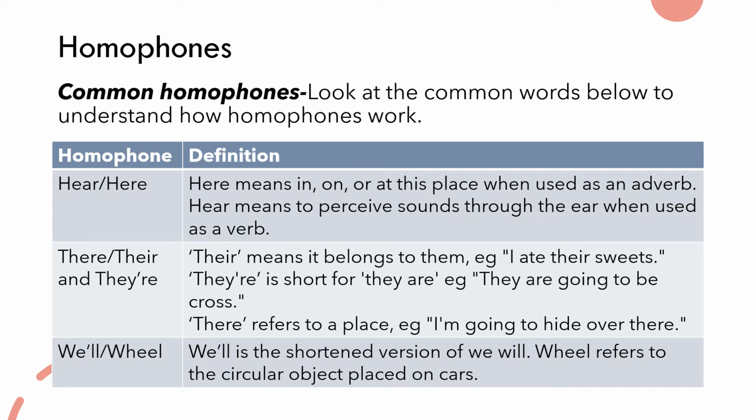The next one is actually they are. You can see we've got an apostrophe between the Y and the R, and that is to show that we're missing out, or omitting, a key letter, which is the letter A, to shorten or abbreviate the word. So they're is short for they are, e.g. they are going to be cross. Generally, we like to use things like they're when we're doing informal language. So if you're writing a letter or an email to someone that you know, you might be using this more often. And the final one, this is probably the most common use of there, it refers to a place. So e.g. I'm going to hide over there.